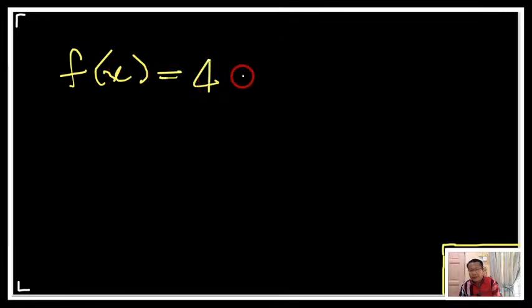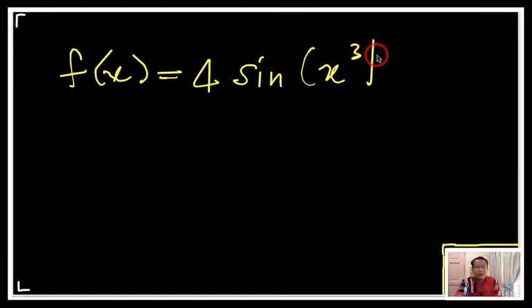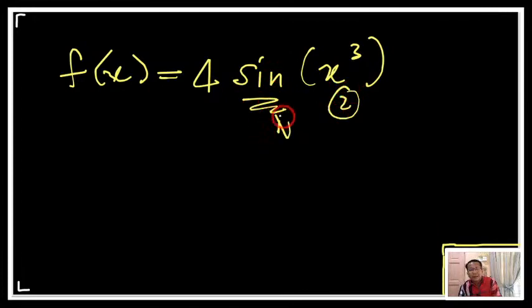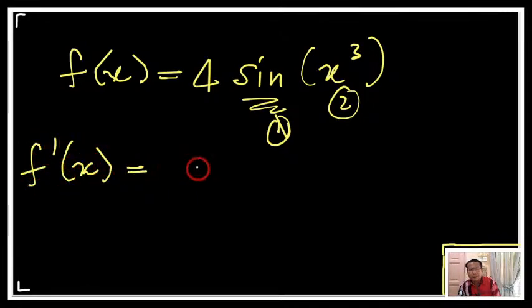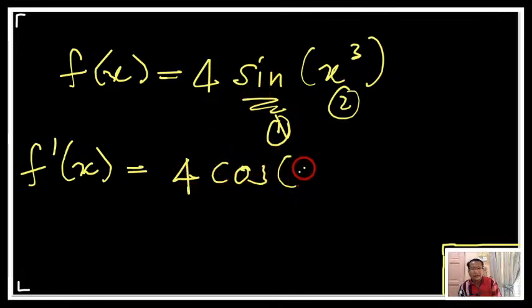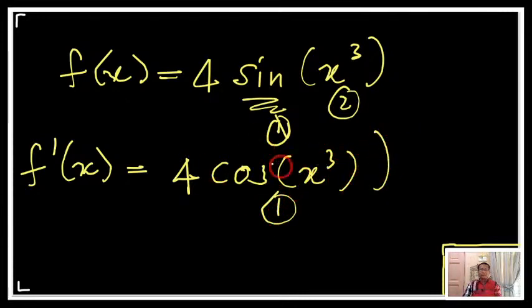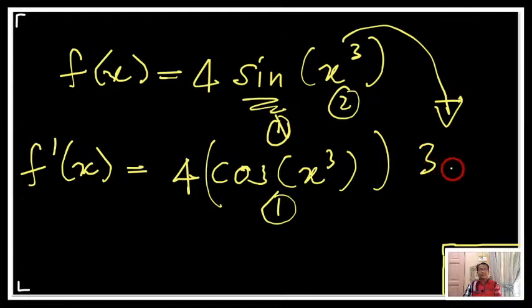Let's look at another example, involving a trigonometric function. Let's say you have f(x) equal to 4 sin(x cubed). So this is the outer function, this is number 2, this is number 1. So f prime x is equal to 4, differentiate this, you get cos(x cubed). This one, number 1. So number 2, you have to find the derivative of the inner function. So the answer is 3x squared.